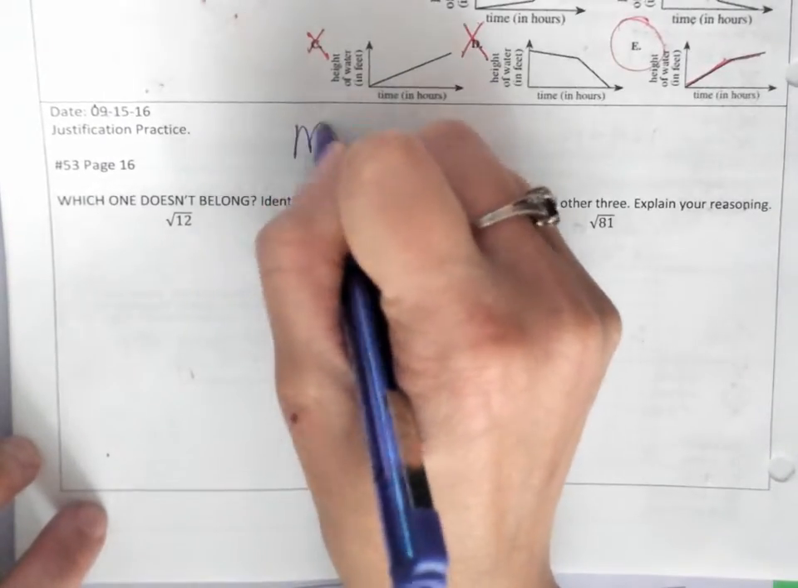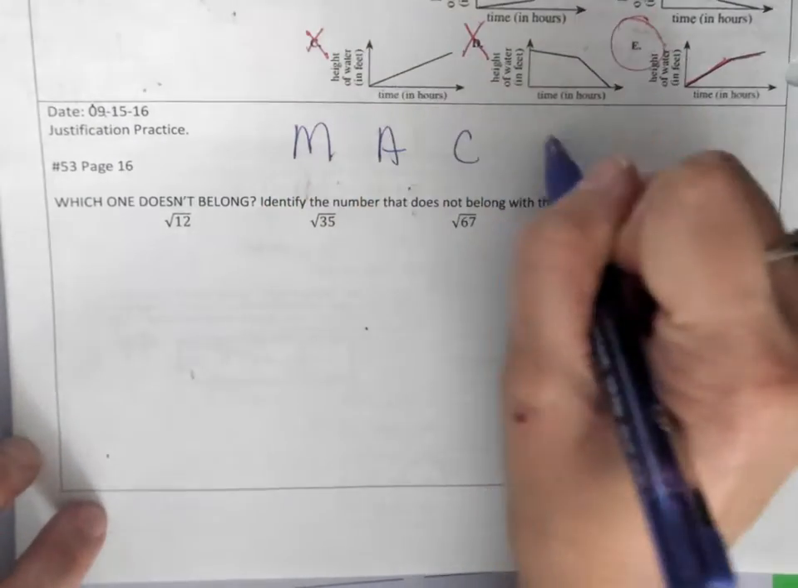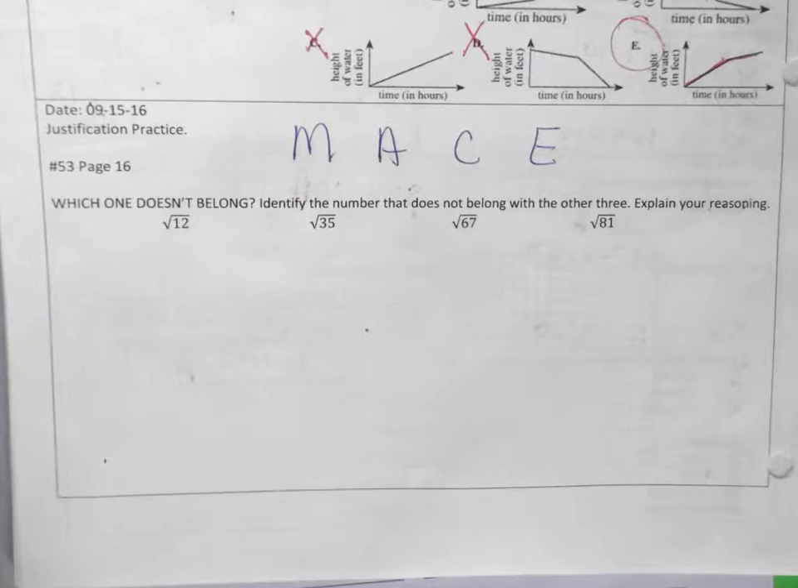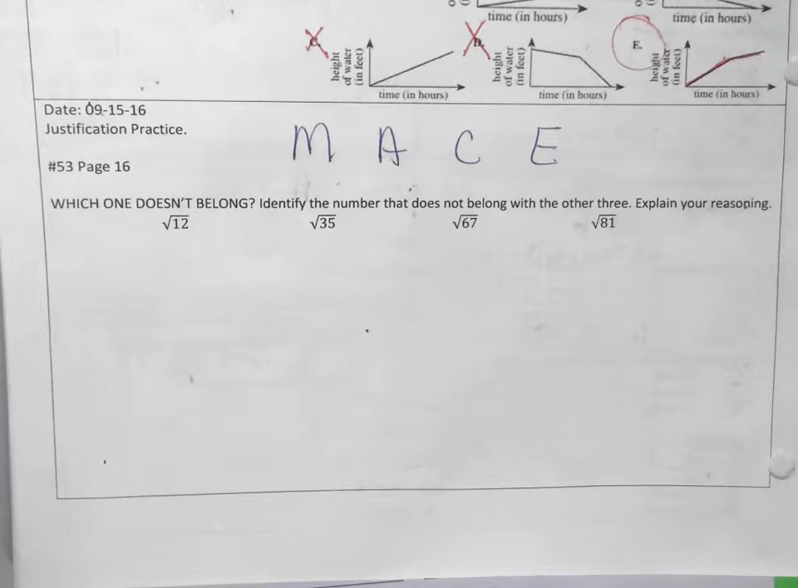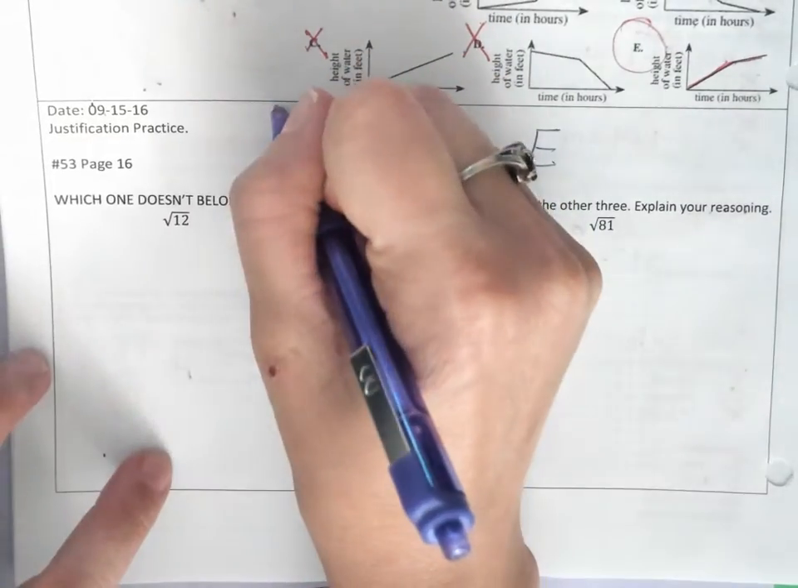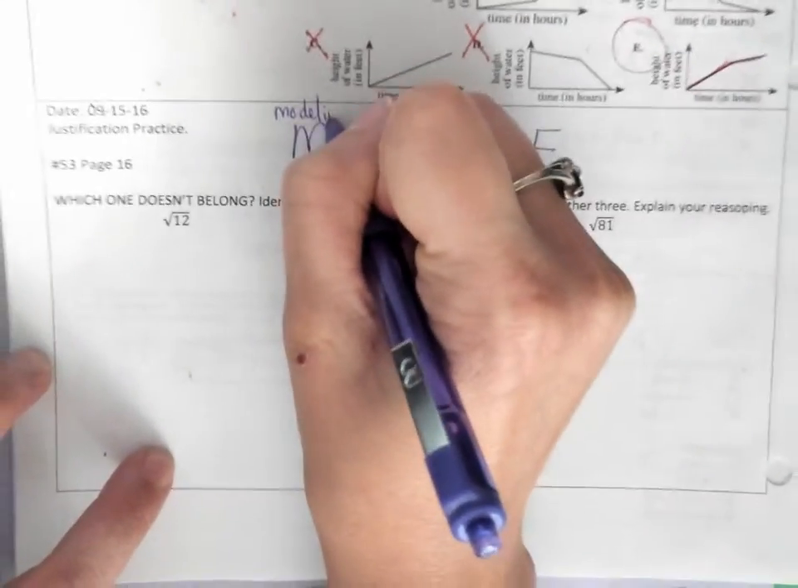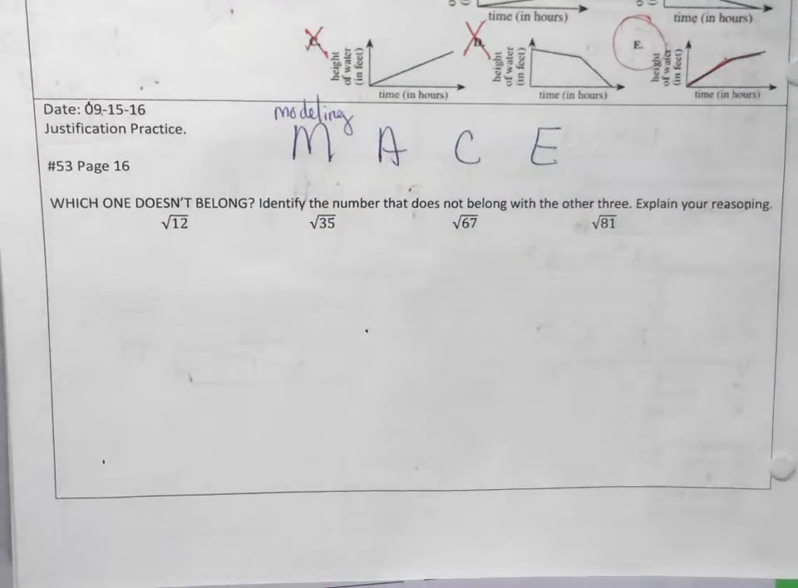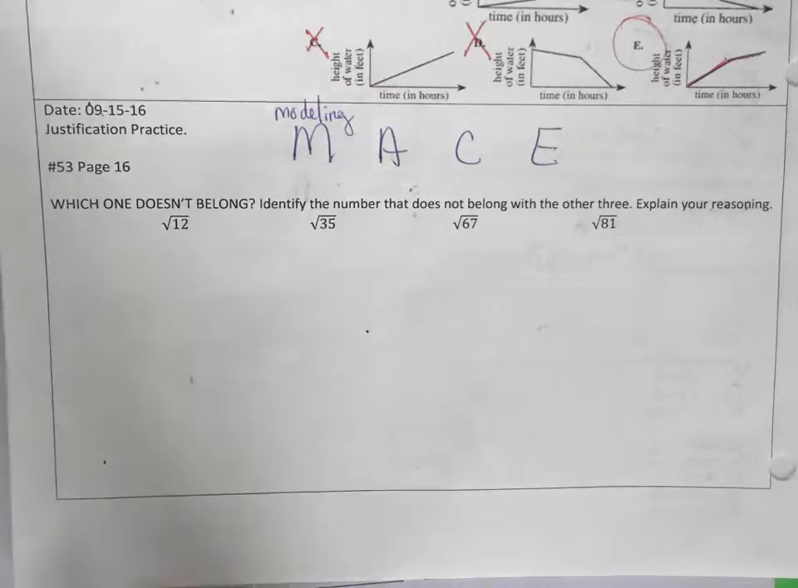All right, so there is an easy way to write these justifications, and it's called MACE. And yes, it stands for something, don't worry. All right, so the M stands for modeling. There's not really anything to model in this problem except for your work. So let me show you what I mean by modeling.